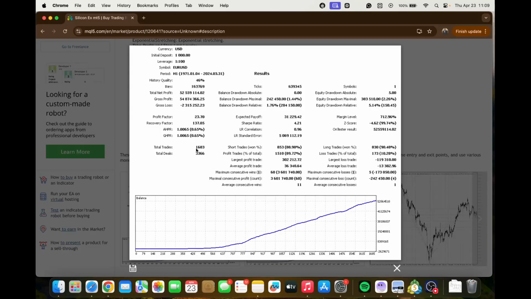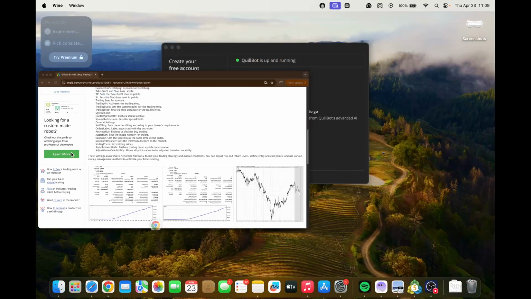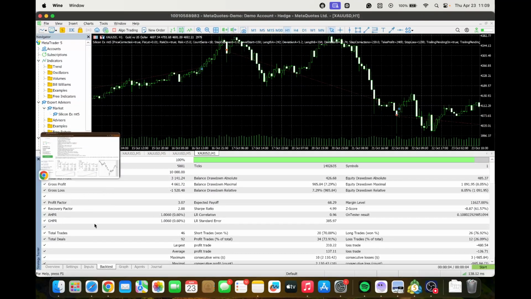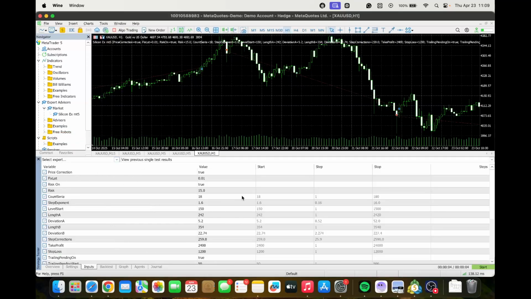Those monster results are from very old tests that likely benefited from curve fitting, but when you look at the inputs that I use to run my own backtest, these are inputs that drive the behavior of this expert advisor. You can see the exponential stretching. We also have step corrections, deviation levels, and count of series, trailing settings, as you can see. And all of these are what's doing most of the work, majorly. The rest also help, but these are the major inputs.